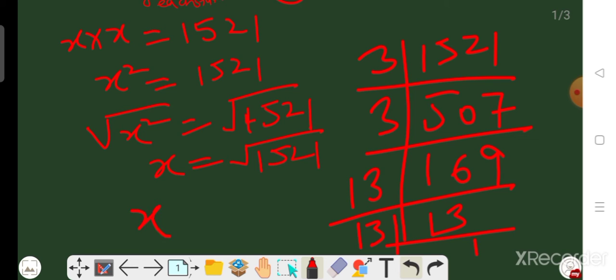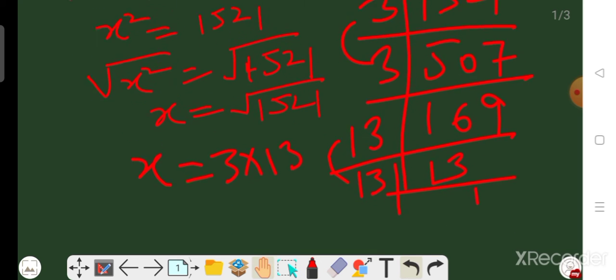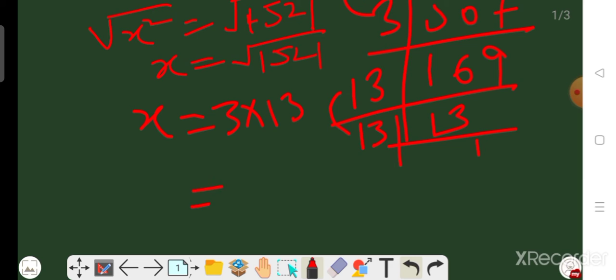Now the square root is equal to 3 multiplied by 13, because we have two pairs of prime numbers, and to find the square root we have to take a single value from each pair. So the answer of this question is 3 multiplied by 13, and the number of students in the class is equal to 39. 13 times 3 is 39. This is the answer of your question number second. Now we will move on to question number third.